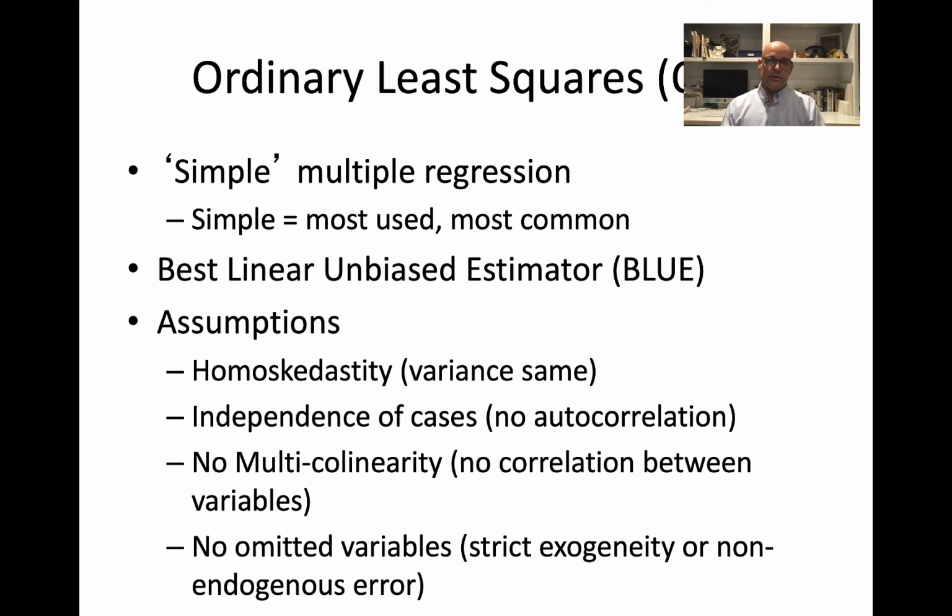The last one is harder. It's non-omitted variable bias. So in other words, we are not missing anything in our model. And this is hard because we don't know what we're missing. If we don't know, we don't know. So this one's the one that's violated the most often. It's also called strict exogeneity or non-endogenous error. In other words, we probably don't know that we're omitting things, because if we were omitting variables, we would probably throw them in. And so this is one of the harder ones.